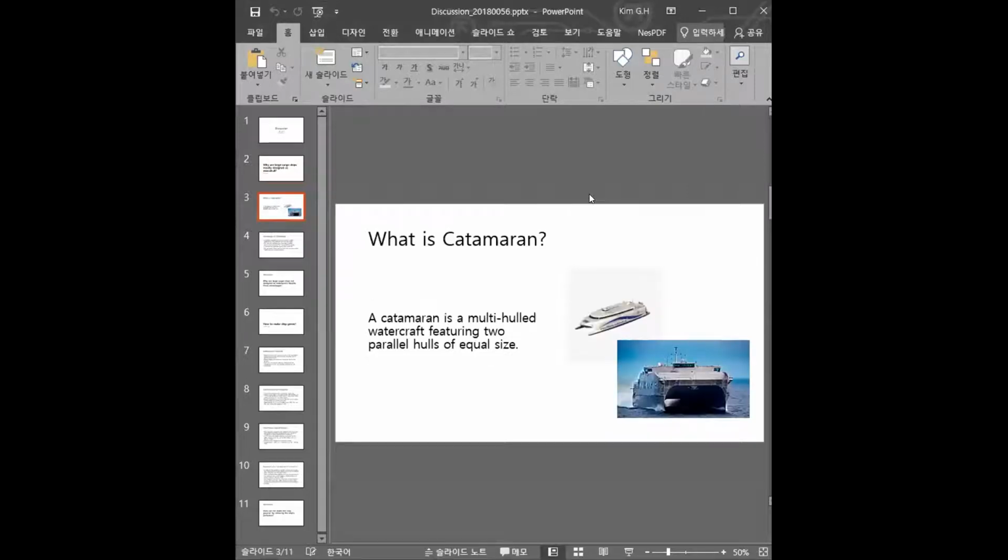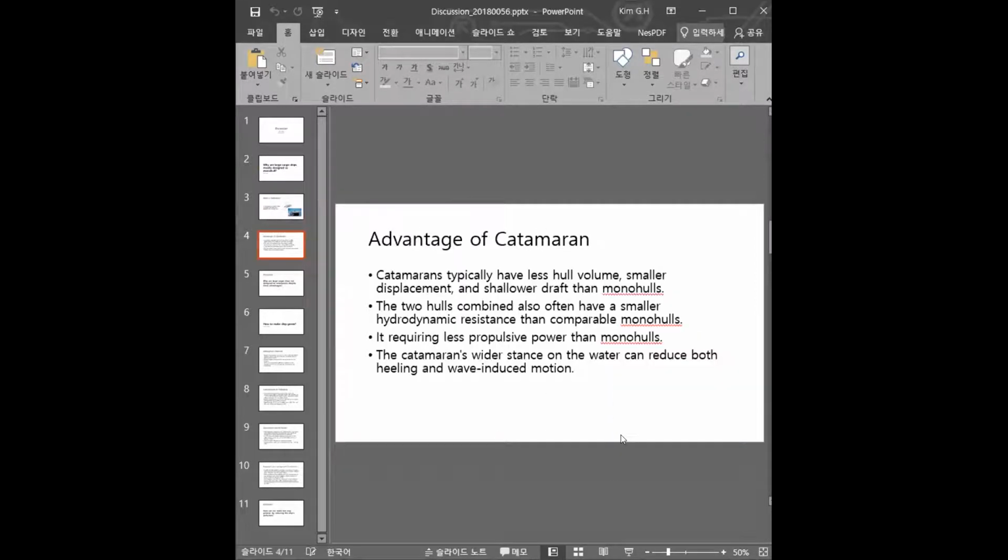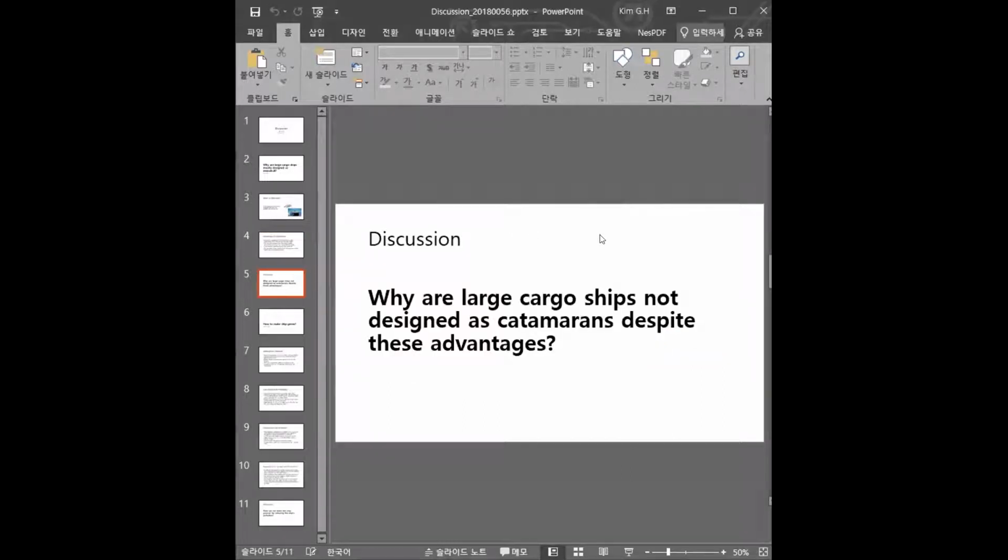So, first of all, I'm going to talk about the catamaran, as we learned two days before, a multi-hull watercraft featuring two parallel hulls. And I found out that the catamaran has some advantages such as smaller displacement, smaller hydraulic resistance, and requires less propulsion power. So I wonder why large cargo ships are not designed as catamarans despite these advantages?